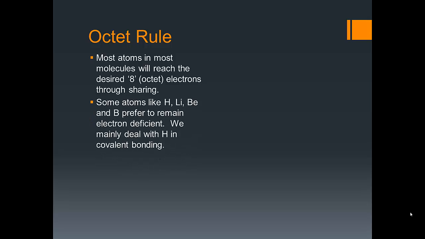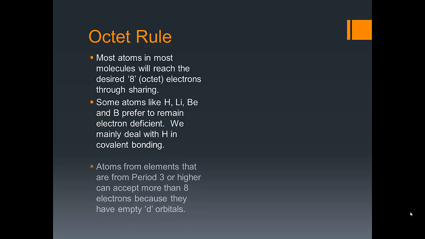So most atoms in most molecules will reach the desired 8, or octet of electrons through sharing. Some atoms, like hydrogen, lithium, beryllium, and boron, prefer to remain electron deficient, meaning less than 8. We mainly deal with hydrogen of those groups from covalent bonding. So hydrogen, you should really know, only wants 2.